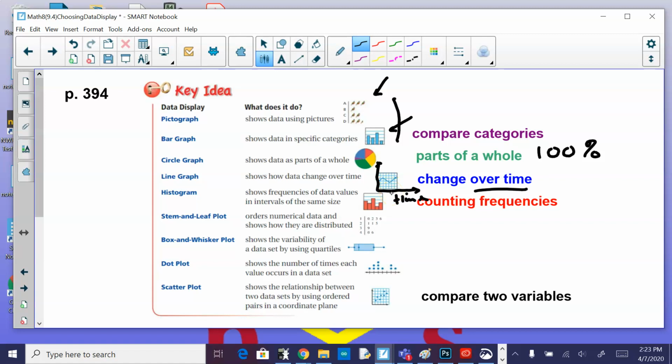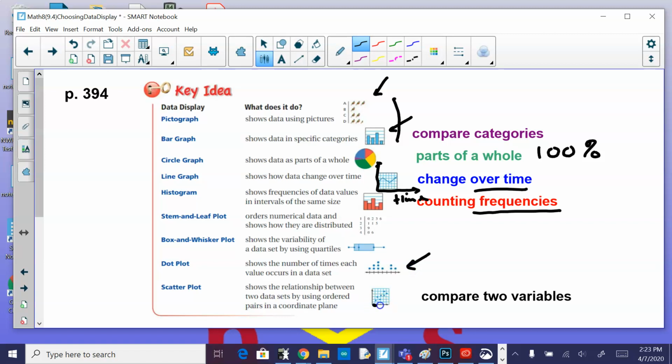A histogram is very similar to a bar graph. It counts frequencies, which just means how often something happens. It's a little bit different than a bar graph, but for what we're doing, it's really very similar. Stem and leaf, box and whiskers, we're not going to worry about. A dot plot is the same or very similar to a bar graph. It's just using dots instead of bars.